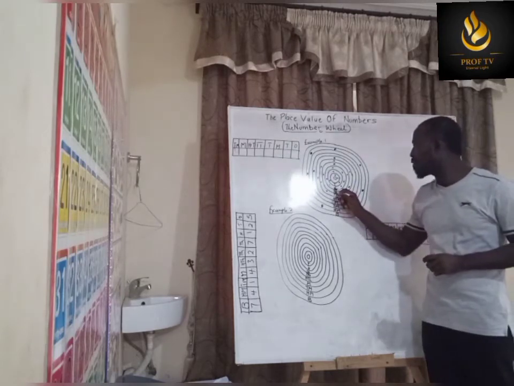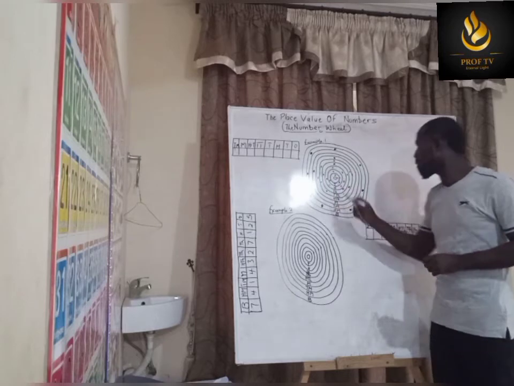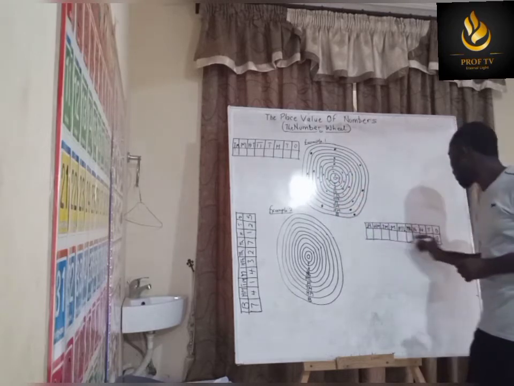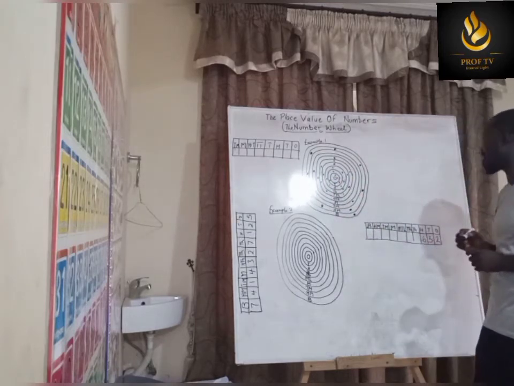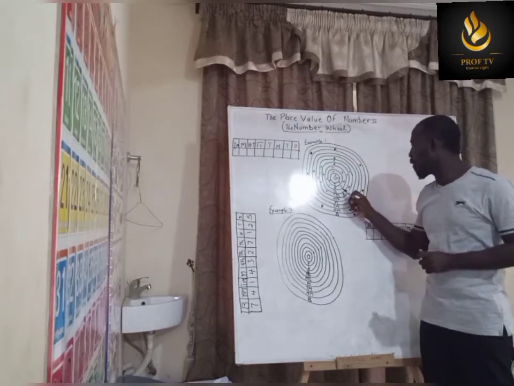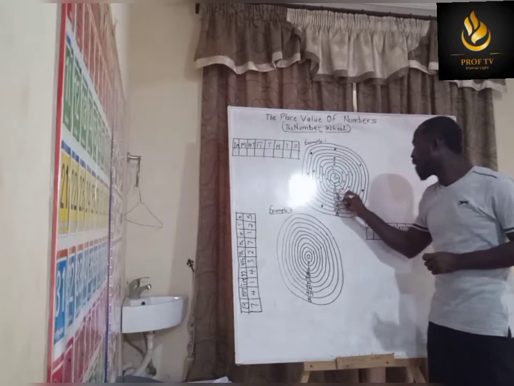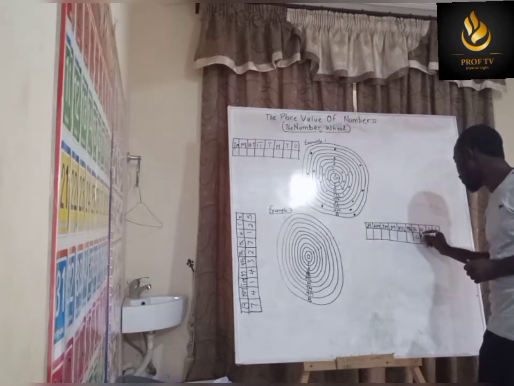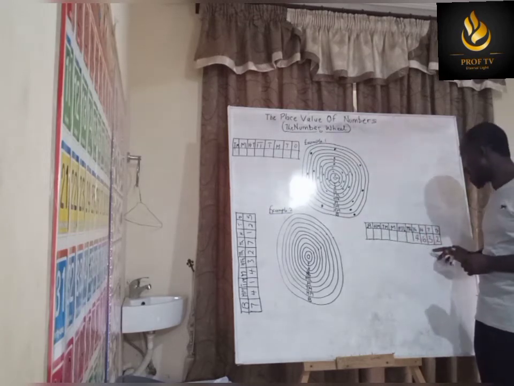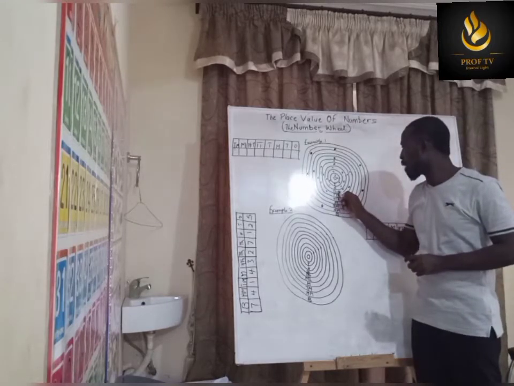Then we come to the hundreds. How many dots do we have? 1, 2, 3, 4, 5, 6. So that is 600. So we write it here, our 600. Let's go to the 1,000. How many dots do we have? 1, 2, 3, 4, and that is 4,000. So we write our 4,000. You can see 4 and then 3 digits. All right. So that is our thousands.